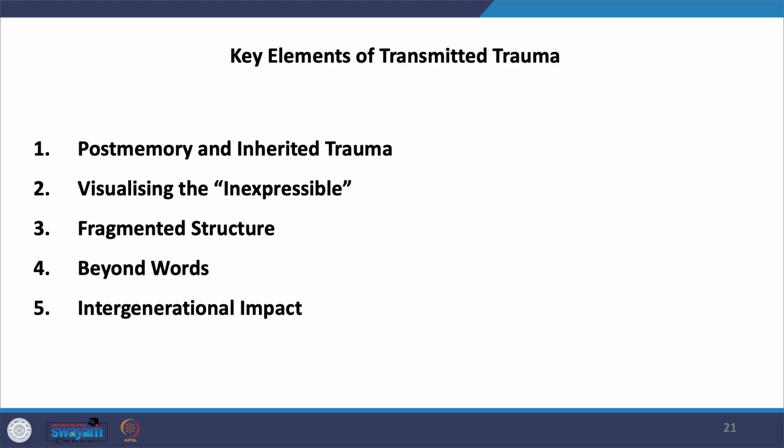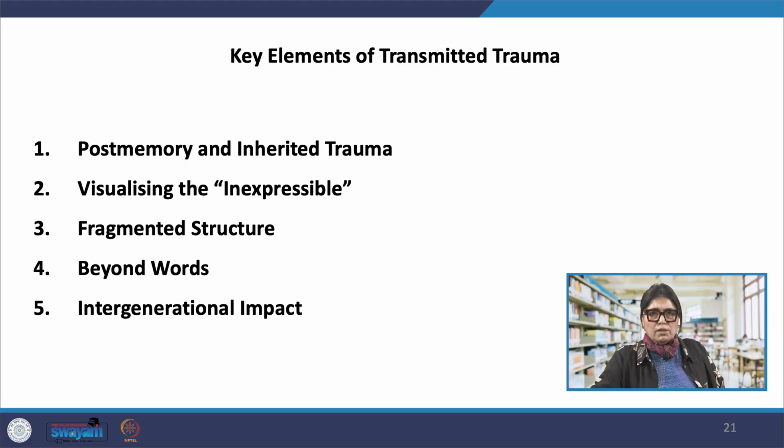Beyond words, the visual component allows for the depiction of emotional landscapes that cannot be fully conveyed through words, such as in Becoming Unbecoming by Una. Intergenerational impact: the trauma is not just a story passed down, it affects the psyche of the second generation, as seen in the strained relationship between Artie and his father in Maus.